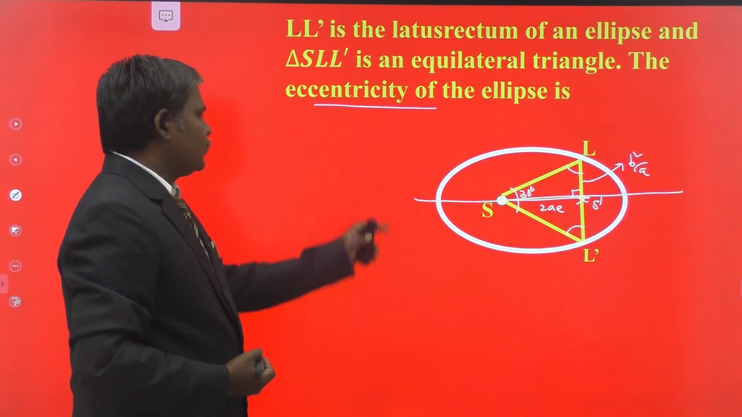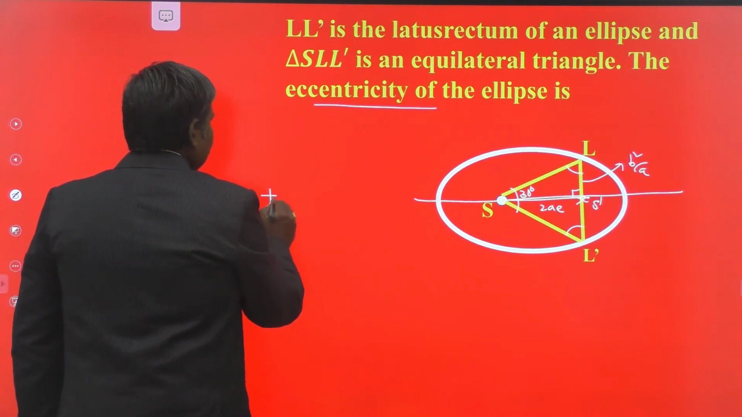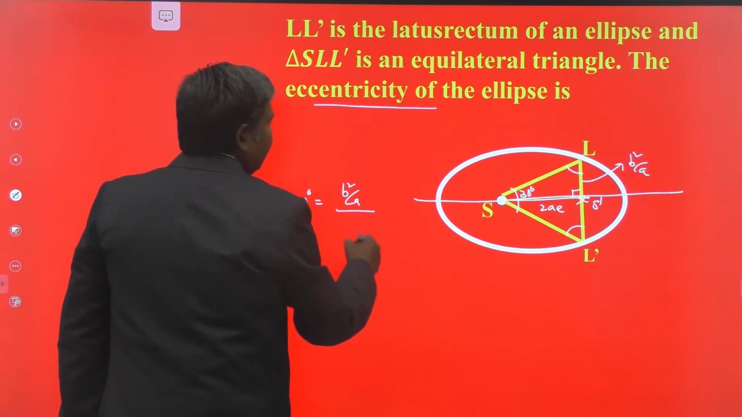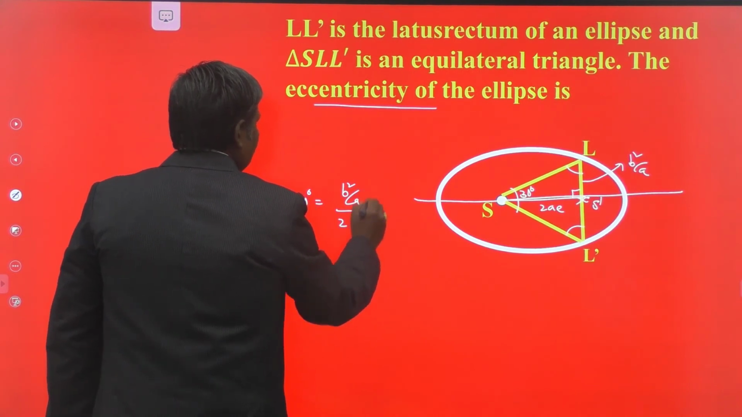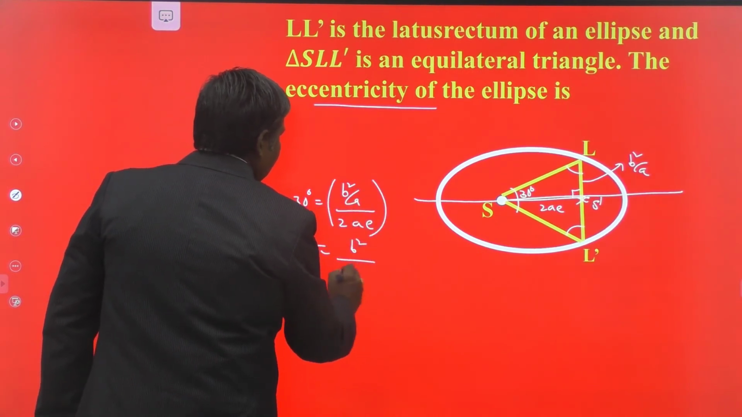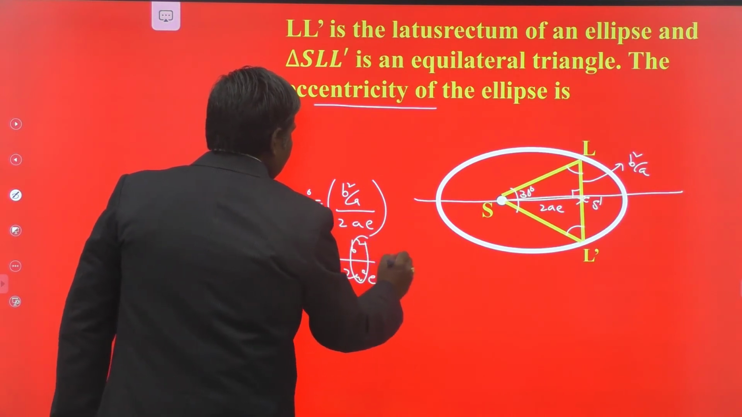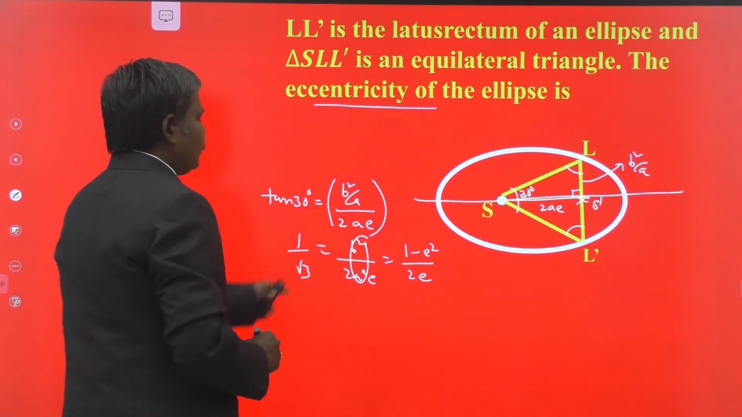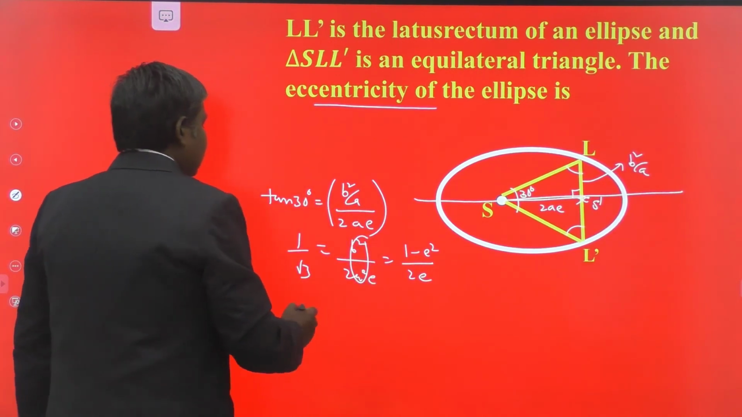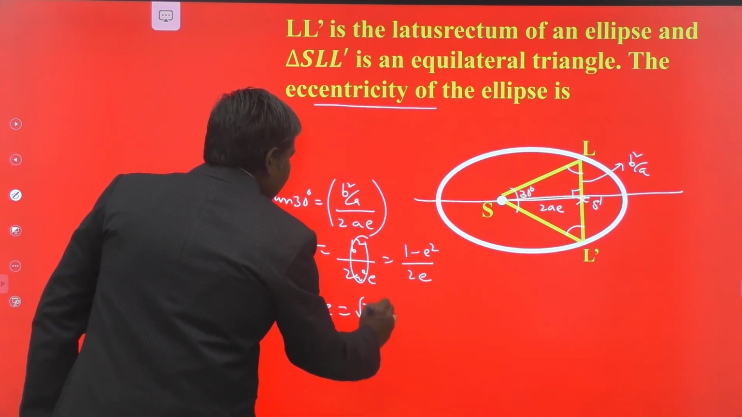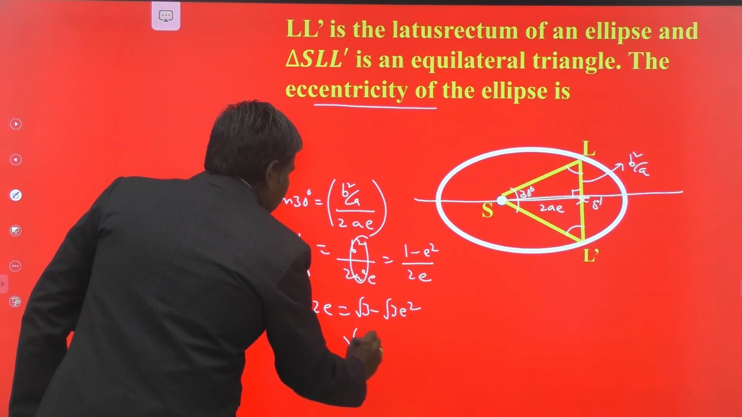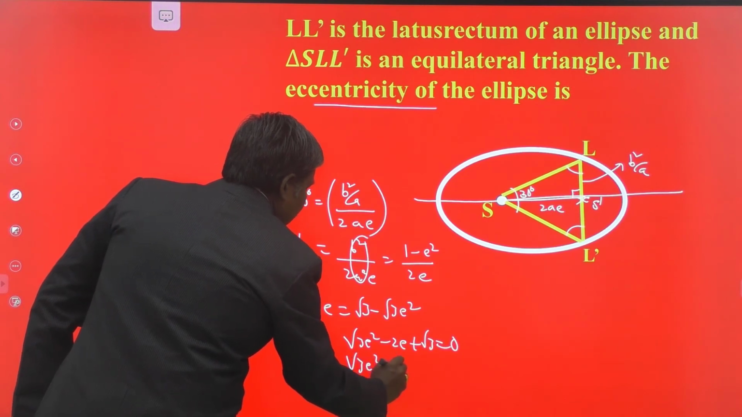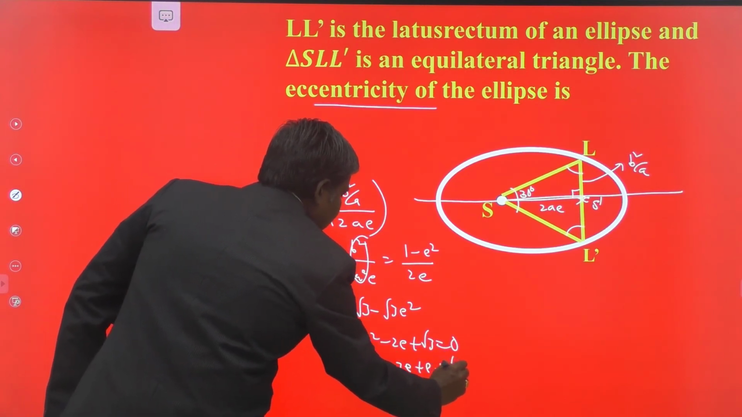From the triangle itself, you can write tan 30 degrees is b square by a divided by 2ae. So this is b square by 2a square e, that is 1 minus e square by 2e. This is 1 by root 3. From this equation itself, we can find the eccentricity. 2e is equal to root 3 minus root 3e square. So root 3e square plus 2e minus root 3 equals 0.